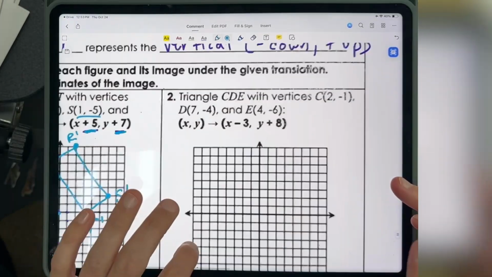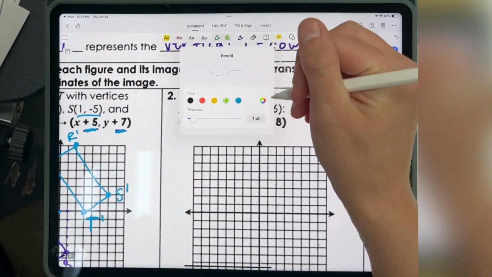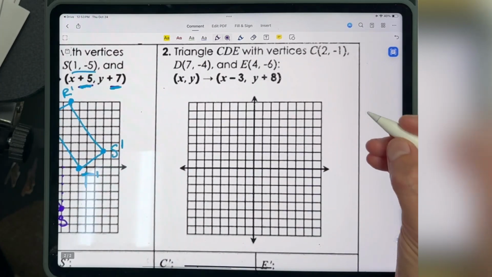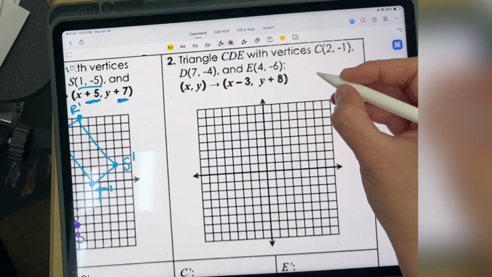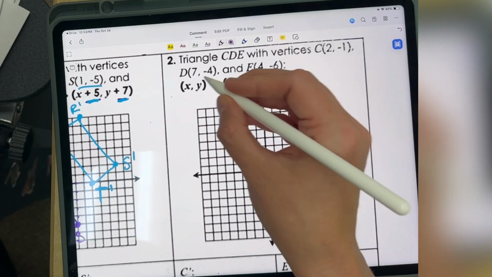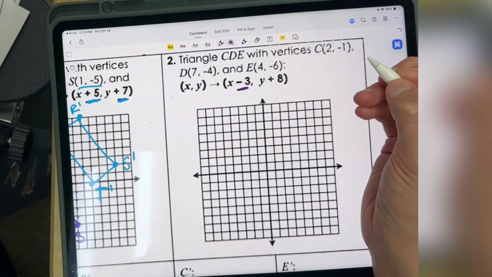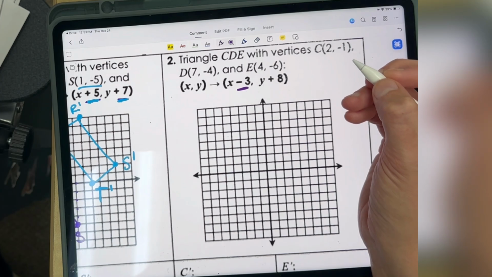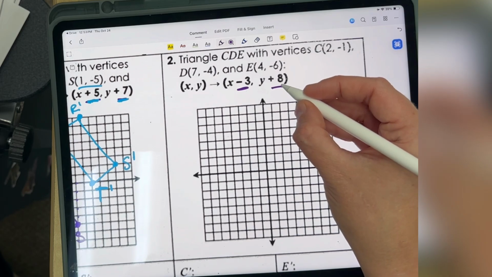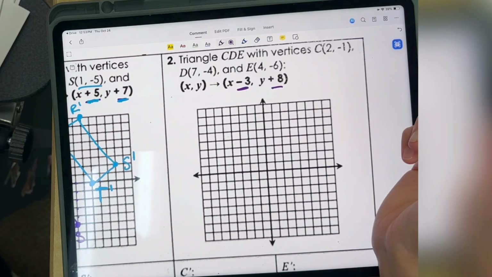The next one is a triangle, CDE. Let's go back to purple because I feel like that was better. This one only has 3, so let's do them fast, okay? This time it says take each vertex, C, D, and E, and what does this mean? This means go left 3. So -3 to x is going to the left 3, and then +8, is that going to go up or down? You should say that's going to go up because it's a plus.